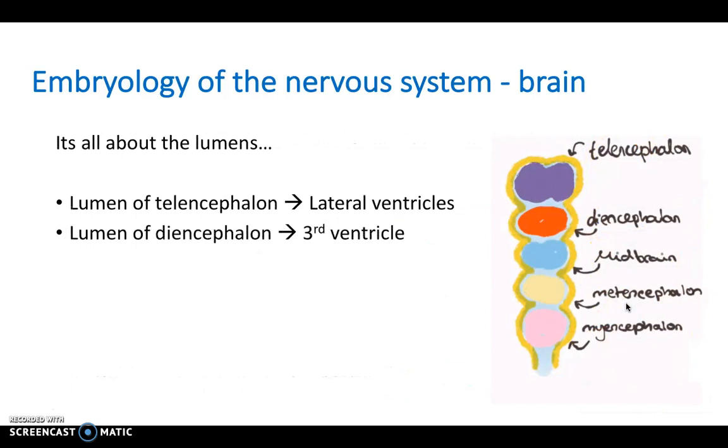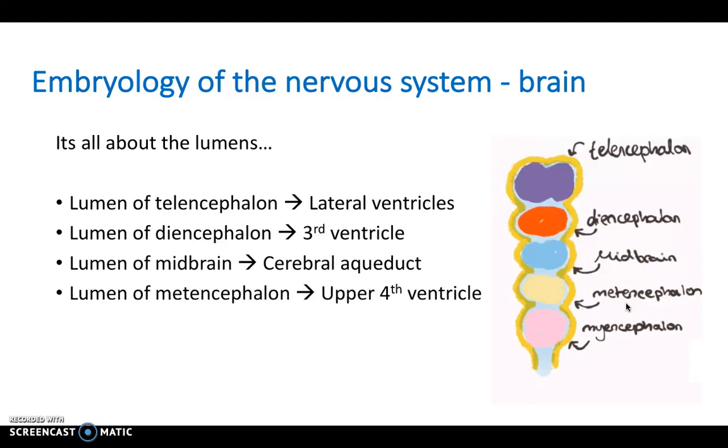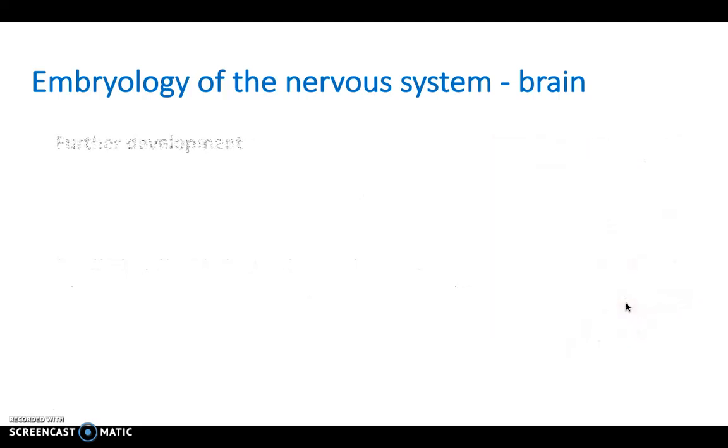So, the lumens of the telencephalon become the lateral ventricles, the lumens of the diencephalon become the third ventricle, the lumen of the midbrain becomes the cerebral aqueduct, and the lumen of the metencephalon becomes the upper fourth ventricle. And then the lumen of the myelencephalon becomes the lower fourth ventricle. So, what's really important is that these form the ventricular system of the brain.